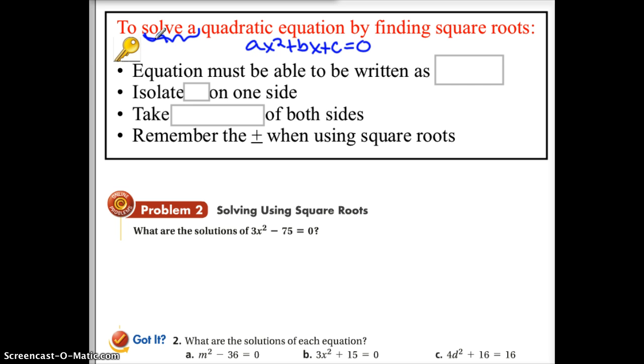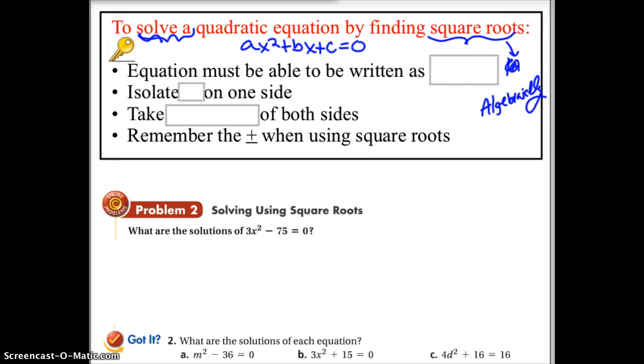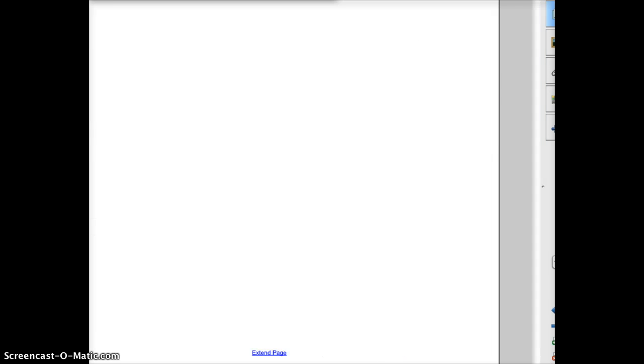In order to solve a quadratic equation by finding square roots, and I actually sometimes, instead of calling it that, I call it algebraically. Just using straight algebra, algebraically. What that means is, I'm going to show you on a blank sheet of paper here before I give you the steps for it, because I think that'll make a little bit more sense.